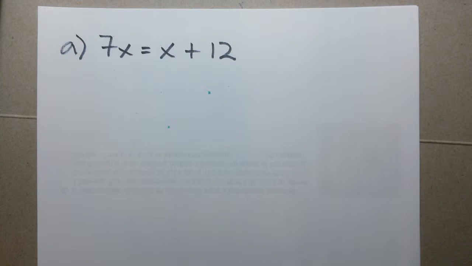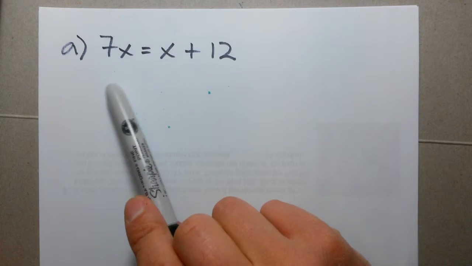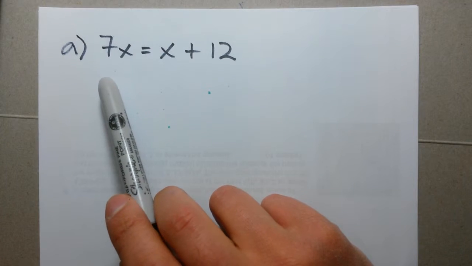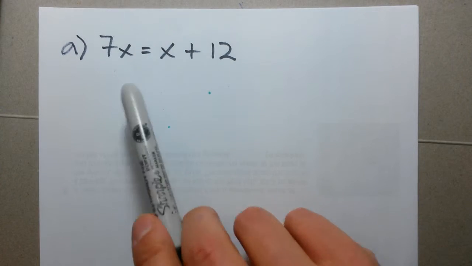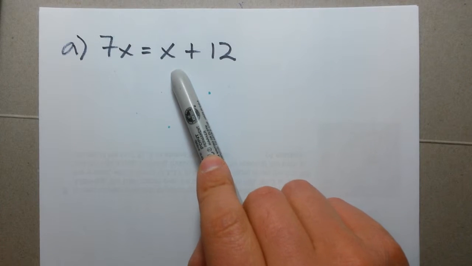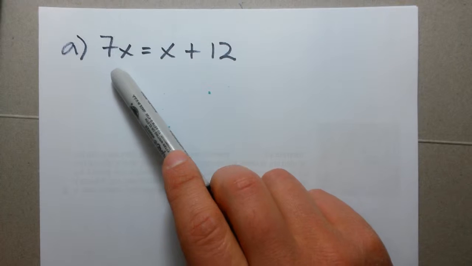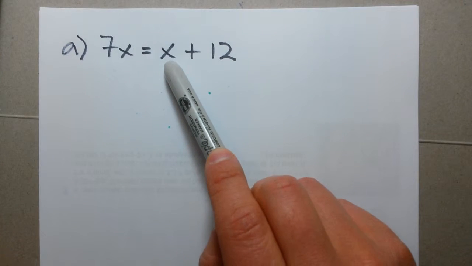Let's look at some examples of solving equations using multiple steps. So here we have 7x equals x plus 12. In the previous video we saw examples where we had x on one side of the equal sign, but now we have it on both sides. So what do we do? We simply need to, like before, collect like terms.